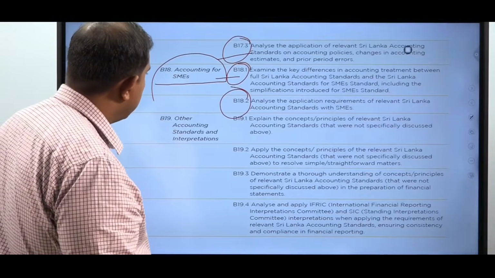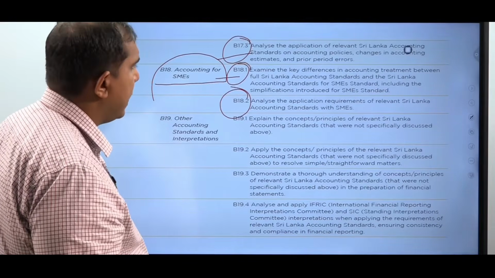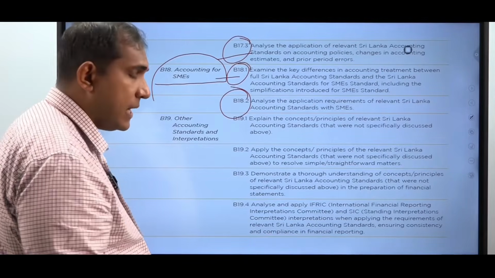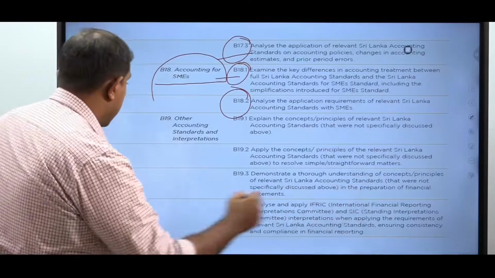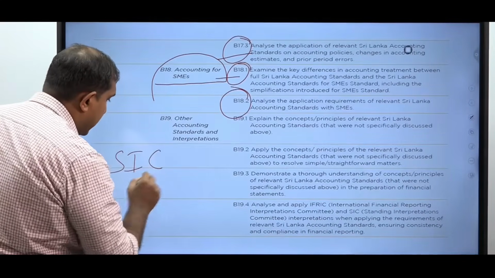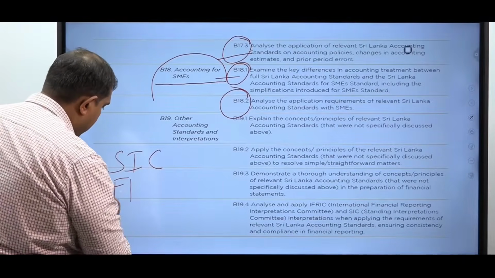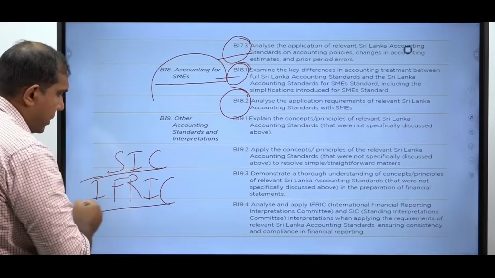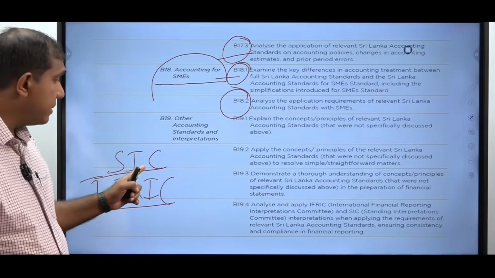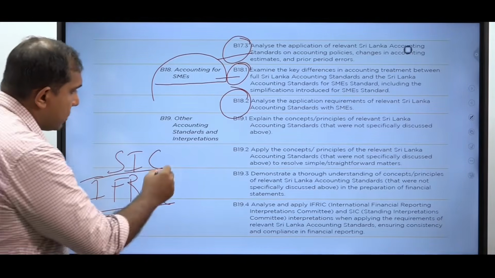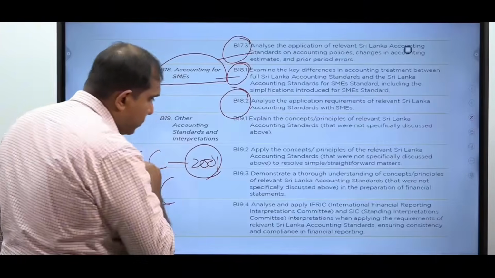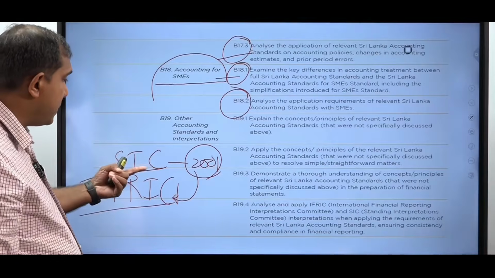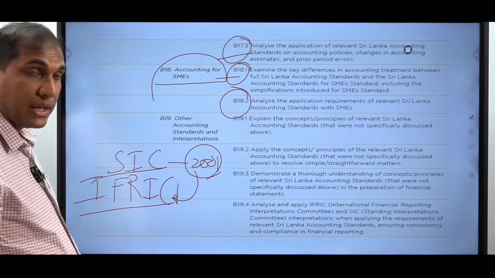Then other accounting standards and interpretations. So we'll see what are the standards. Other accounting standards, in the sense there are applicable IFRIC, SIC and IFRIC. What do they stand for? SIC stands for Standing Interpretations Committee. After 2001, they have changed the name. So that's the difference between SIC and IFRIC.